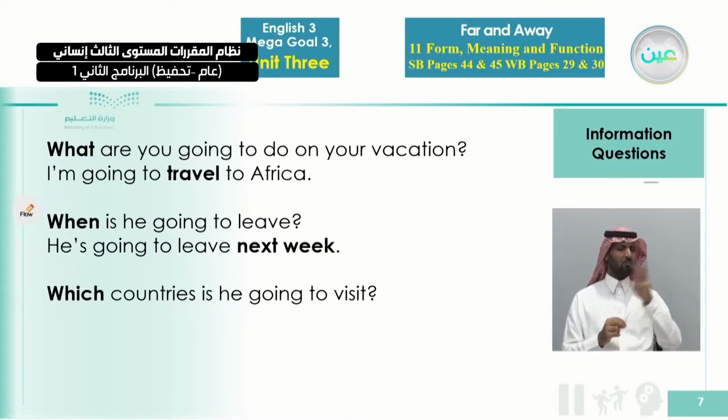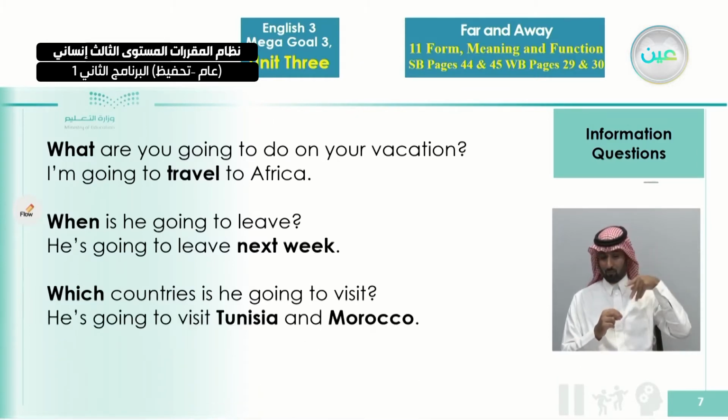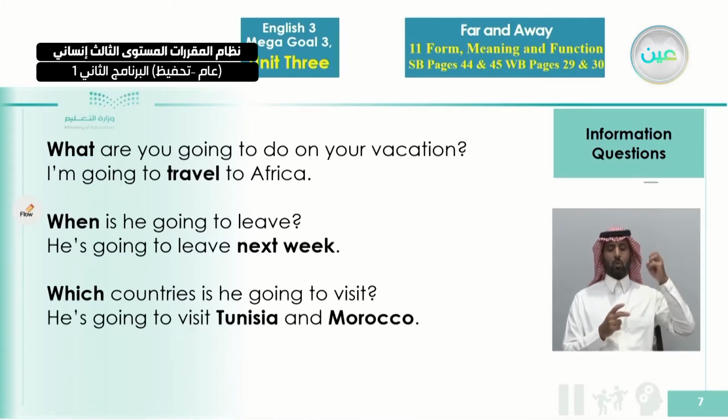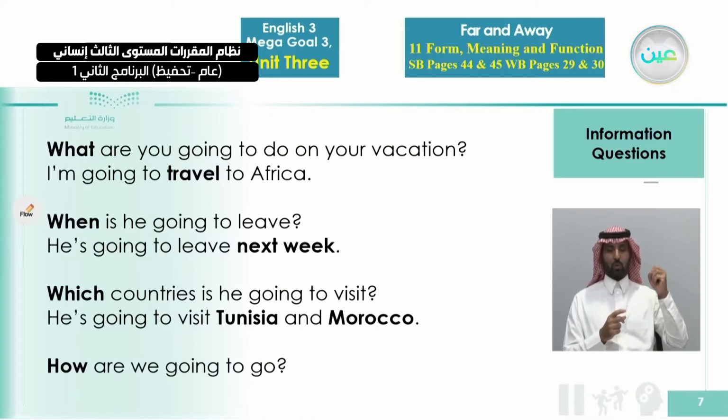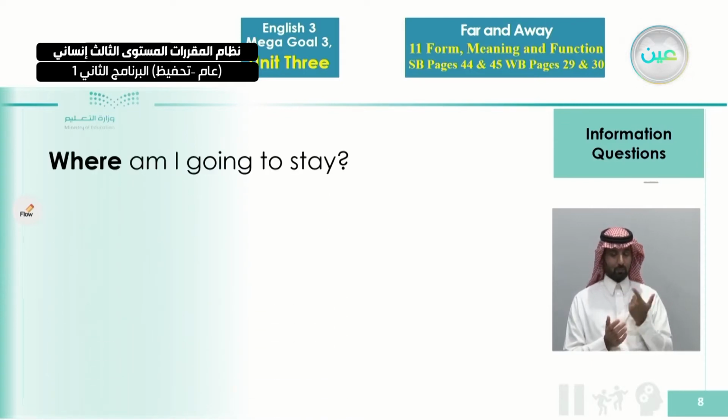Okay, which is one of the information question which works almost like what. You say which countries is he going to visit? Here we say he is going to visit Tunisia and Morocco. Okay, and the other one here we have how are you going to go? Now we are asking about a method or a way. In this case we say we are going to go by plane. So how? By plane.